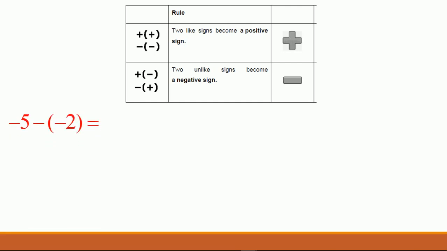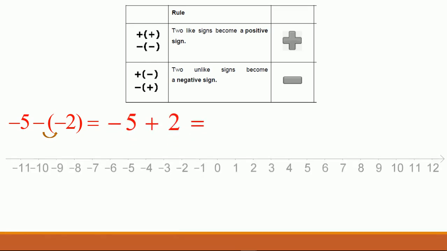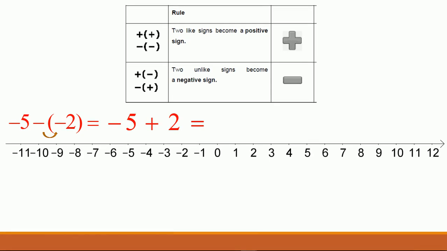We will do some examples. You've got -5, minus, and a bracket -2. So we've got two signs in the middle. Both are the same signs. What do we say? Two like signs become a positive. So we can rewrite it as -5 plus 2. And on the number line, we have to go to -5. We have to move in the positive direction. How many places? 2 places. So 1, 2. We end up at -3.